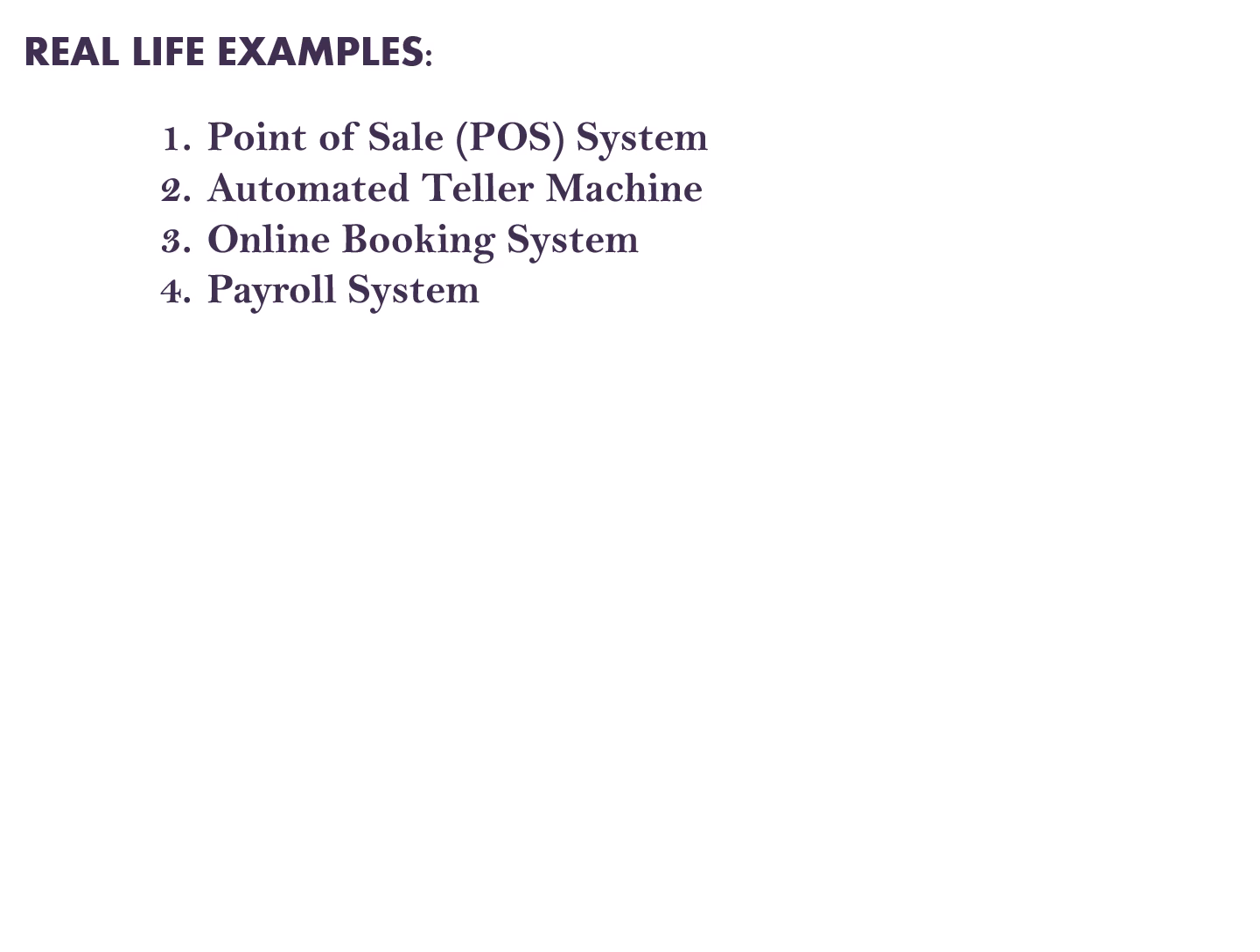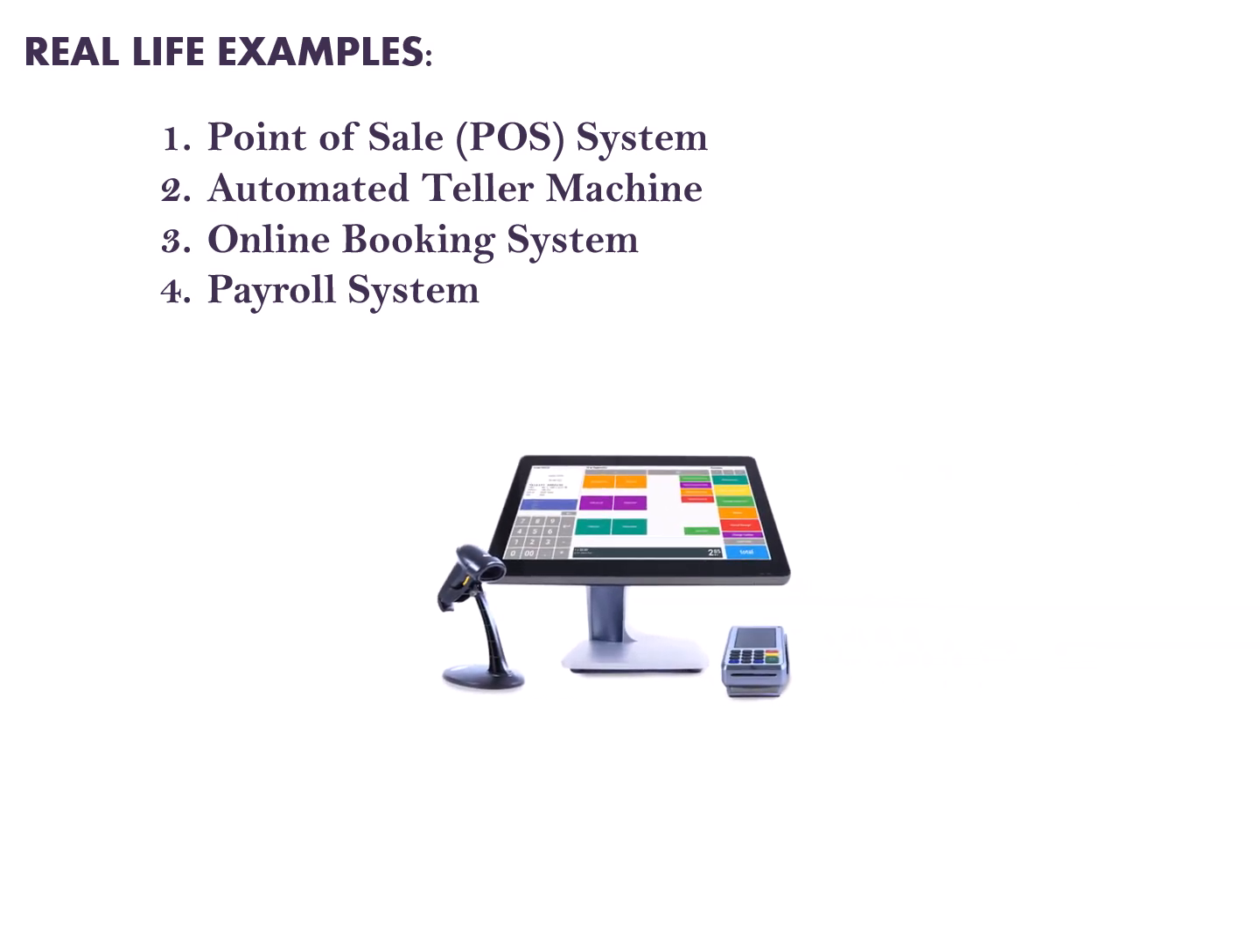So here are the examples of transaction systems in real life. So first is the point of sale, or POS, system. You can find it at the SM supermarket. They use this system to check out. The POS function is it processes sales, updates inventory, and prints receipts.